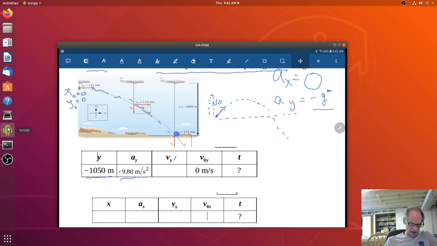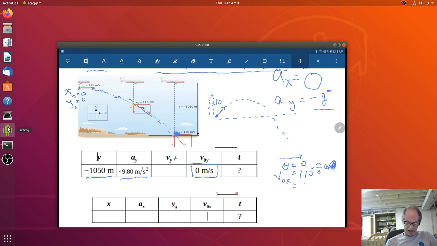What's the velocity in the y direction when it hits the ground? I don't know. And what's the initial velocity in the y direction? That's 0 because the initial velocity is horizontal. Theta is equal to 0. And v0x will be 115 meters per second times the cosine of 0. The cosine of 0 is 1.